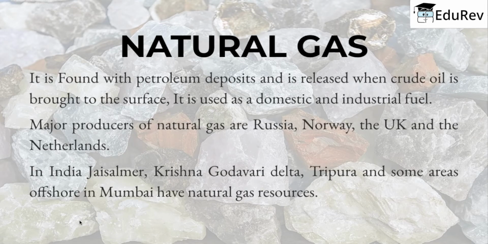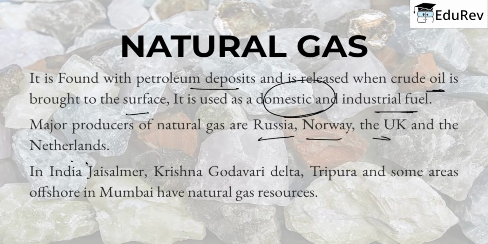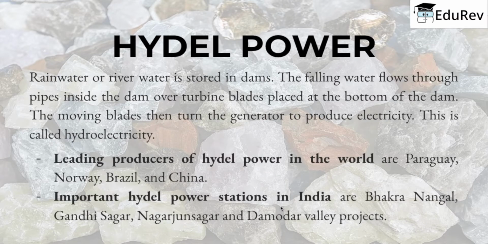Krishna and Godavari rivers. Next comes your natural gas. When I talk about natural gas, what are the things that we are going to read? It's found with petroleum deposits and is released when the crude oil is brought to the surface, and it is used as a domestic and industrial fuel. And who are the major producers? Russia, Norway, UK, Netherlands and India. It's going to be Jaisalmer, Krishna Godavari Delta, Tripura, and some offshore areas in Mumbai that have natural gas resources.